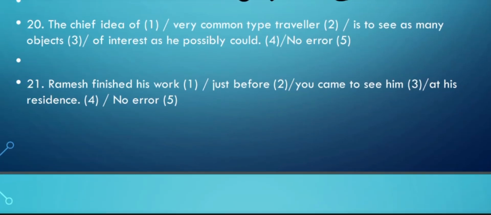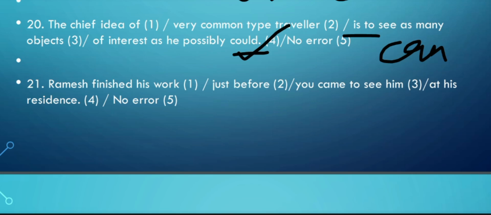Let's move on to question number 20. The chief idea of very common type traveler is to see as many objects of interest as he possibly could. The chief idea of very common traveler is, see, present tense, object of interest as he possibly could. This is past tense. So here we have to balance the whole sentence into present tense: as he possibly can. The error will be in fourth part. Is this clear to all?